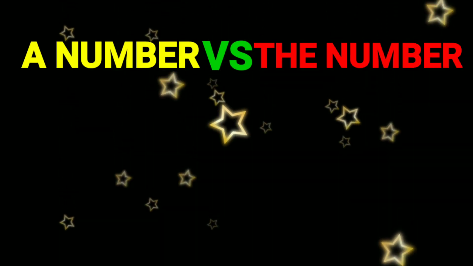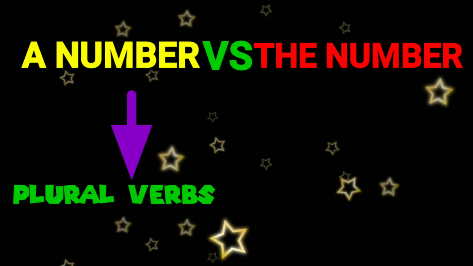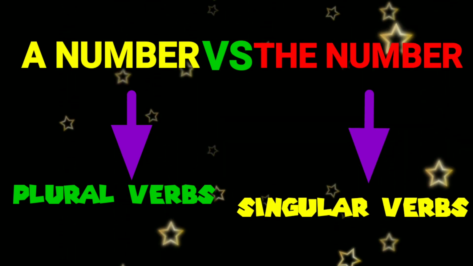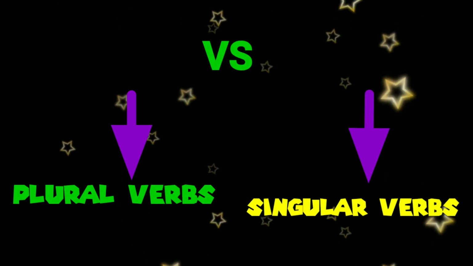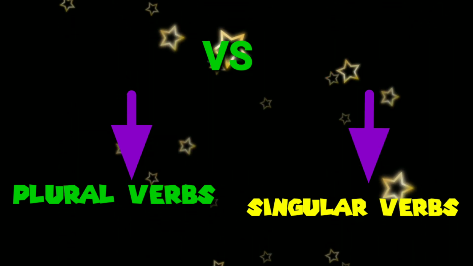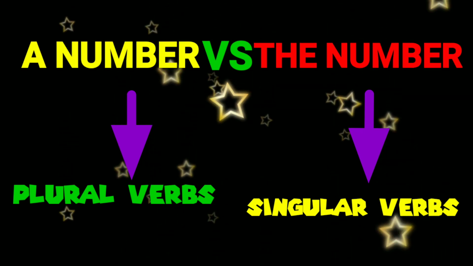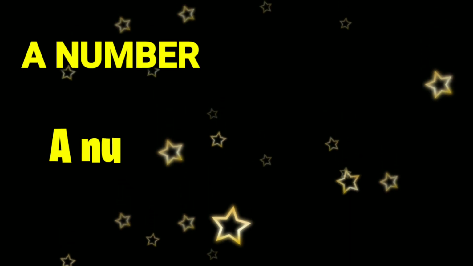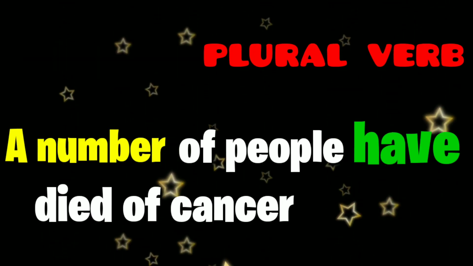Always remember, for us not to get confused with the proper use of these words, bear in mind that a number is always followed by plural verbs and the number is always followed by singular verbs. When we say plural, of course, it's more than one or many, while singular, it refers to only one thing. Let us take this statement as an example. A number of people have died of cancer.